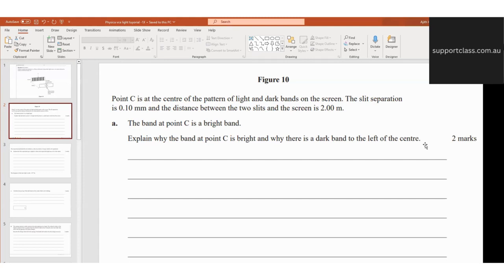You are free to draw a diagram if you want. So now, can you put what you learned into words and write an answer on the board?